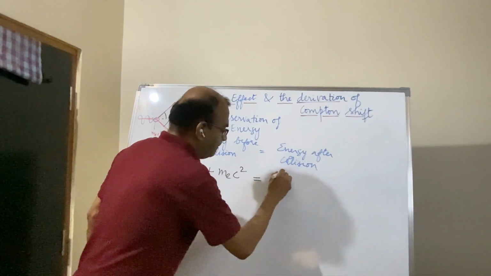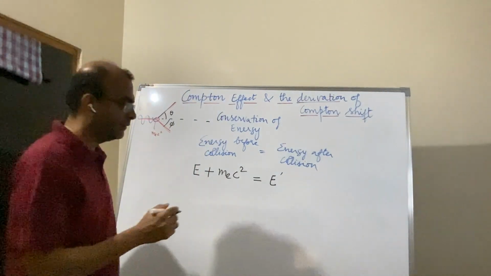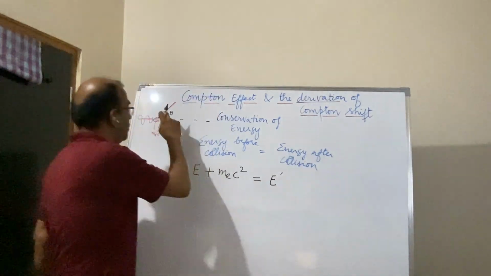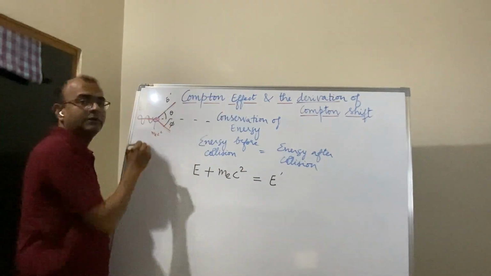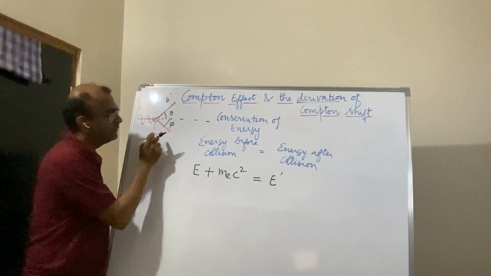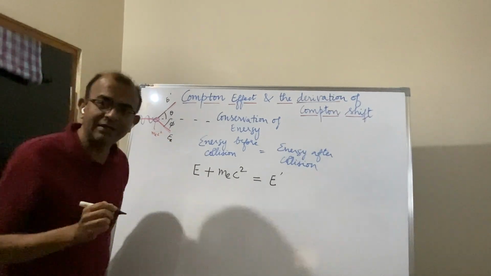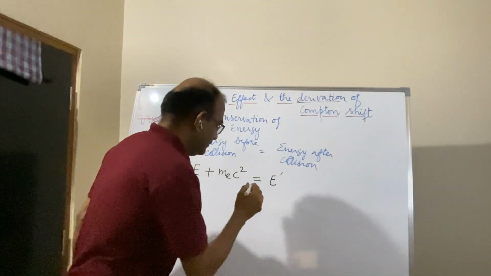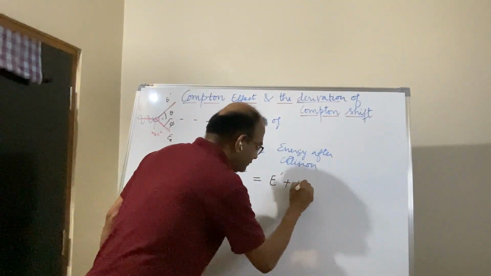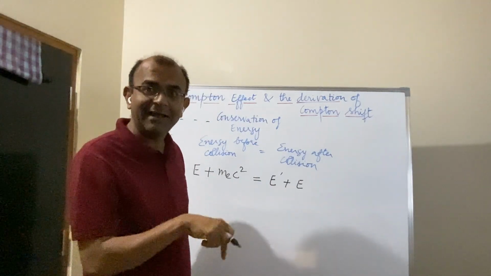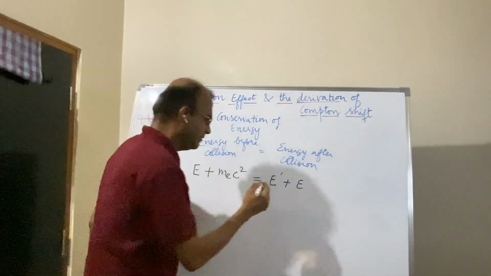E prime, which is the energy of the photon, and E, that is the energy of the scattered electron, or the scattering electron, so to say. It is a scatterer here.